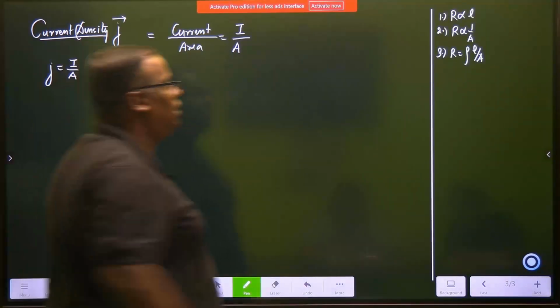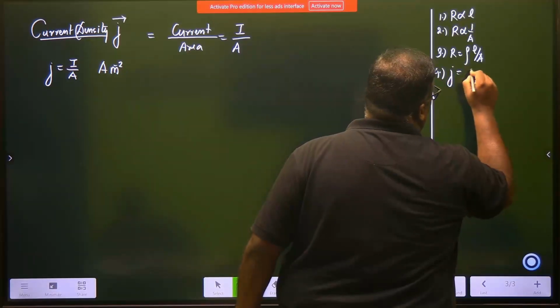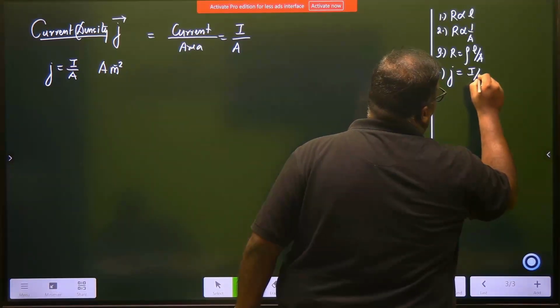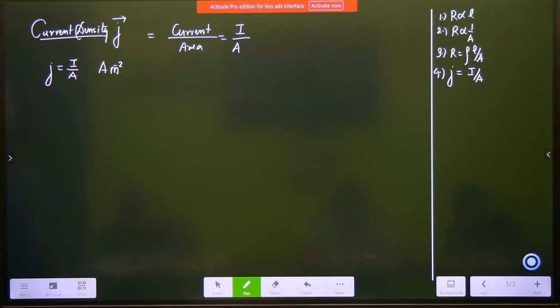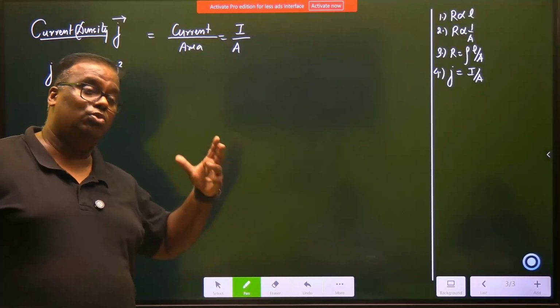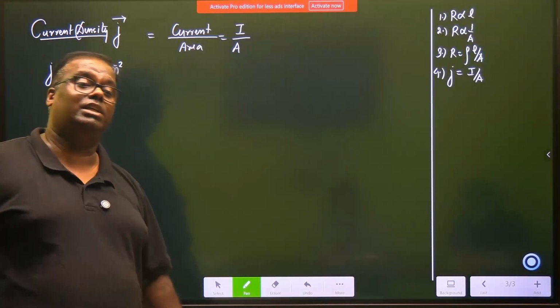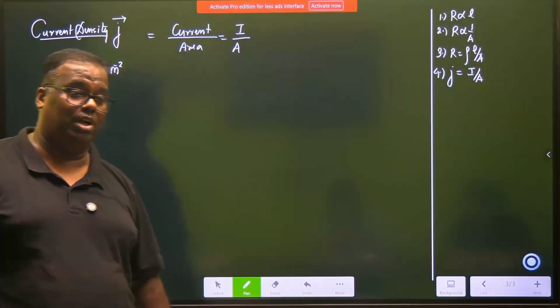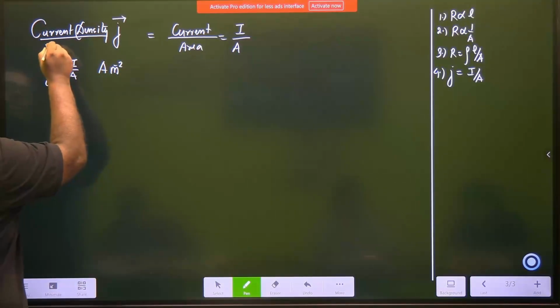So the next formula that we have studied today is current density J is equal to I upon A. And we will be using current density a lot. It tells you what is the density of the current, and it will be along the direction of flow. So this is a vector quantity. Though electric current is not a vector quantity, this is a vector quantity.